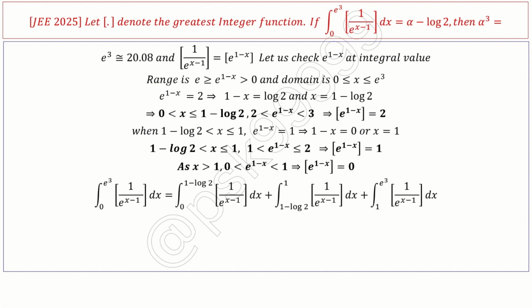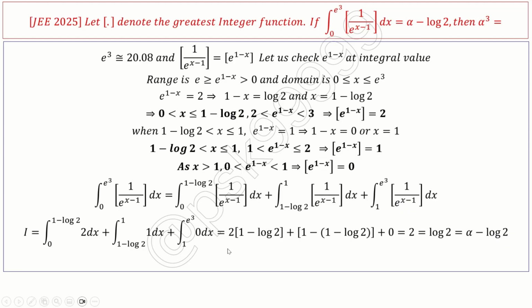So your integral from 0 to e cube of GIF of 1 by e to the power of x minus 1 dx is nothing but the integral from 0 to 1 minus log 2, plus the integral from 1 minus log 2 to 1, plus the integral from 1 to e cube of the same GIF. Now we know that in the first range this is 2, the second is 1, and the third is 0. So the third you can ignore. For these two you apply limits.